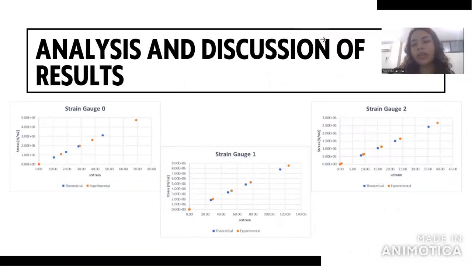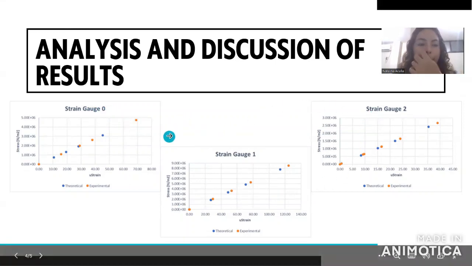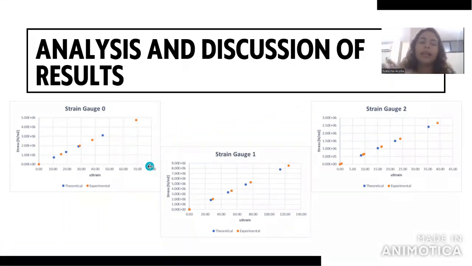Analysis and discussion of the results. First, with the thickness measurements, we can say the thickness along the beam is the same, it is constant, and with the plots, we can say that in the strain gauge, the relationship between normal stress and the micro deformation is linear and directly proportional.